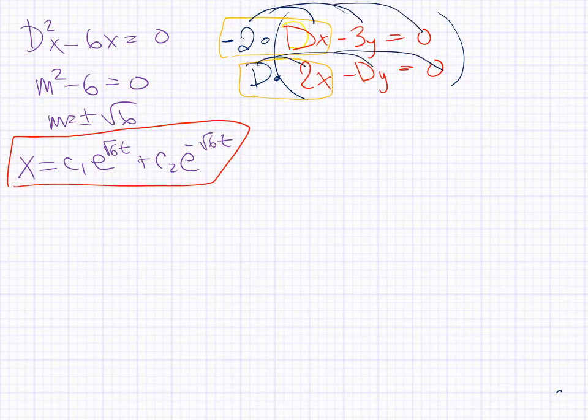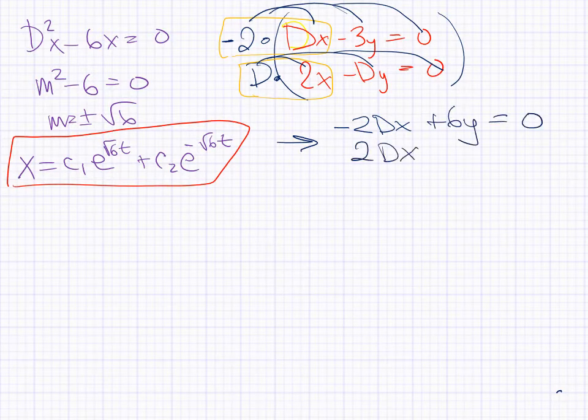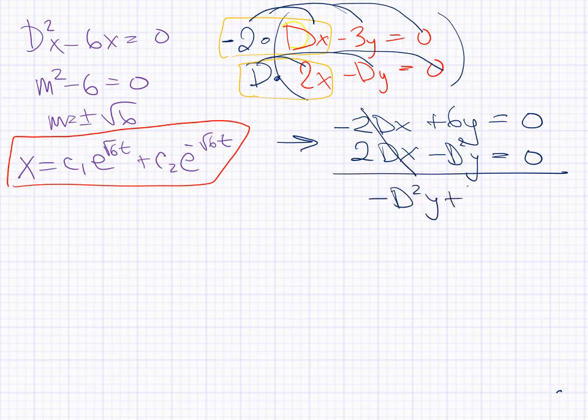What I would get would be minus 2Dx plus 6y equals 0, and 2Dx minus D squared y equals 0. So through elimination, I would get negative D squared y plus 6y equals 0.